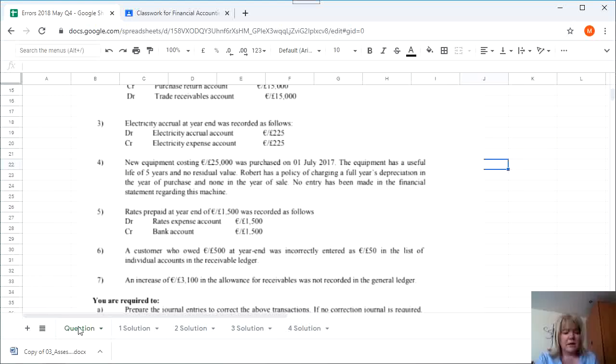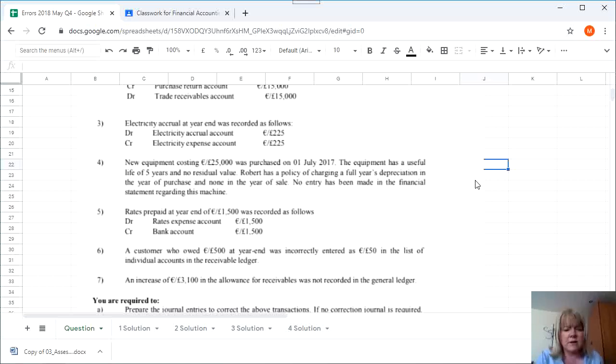Okay, so we're going to move on to part 4 here, and it tells us that new equipment costing 25,000 was purchased on the 1st of July. The equipment has a useful life of 5 years and no residual value. So Robert has a policy of charging a full year's depreciation in the year of purchase and none in the year of sale, and no entry has been made in the financial statements regarding this machine.